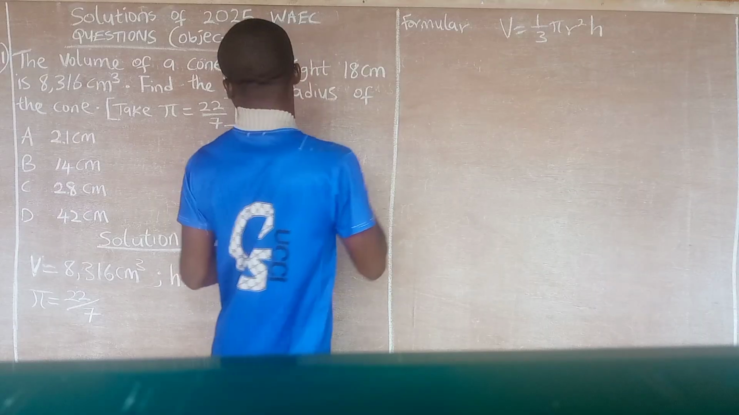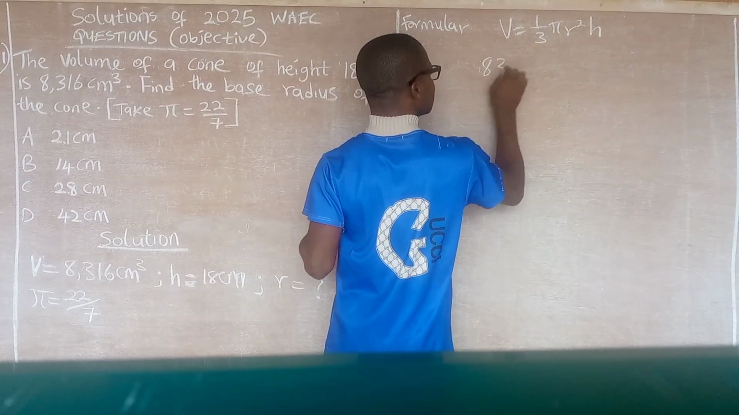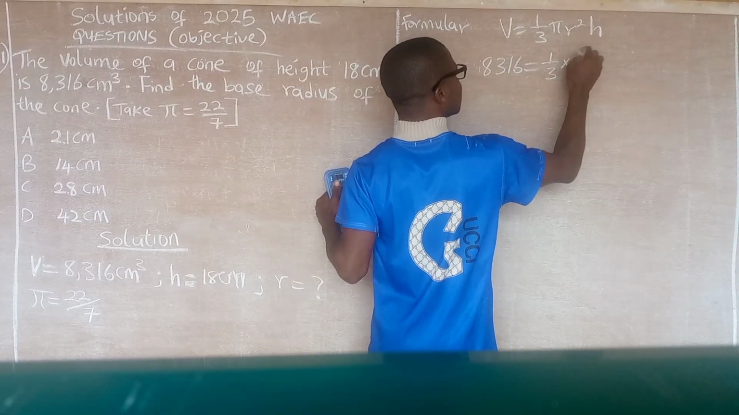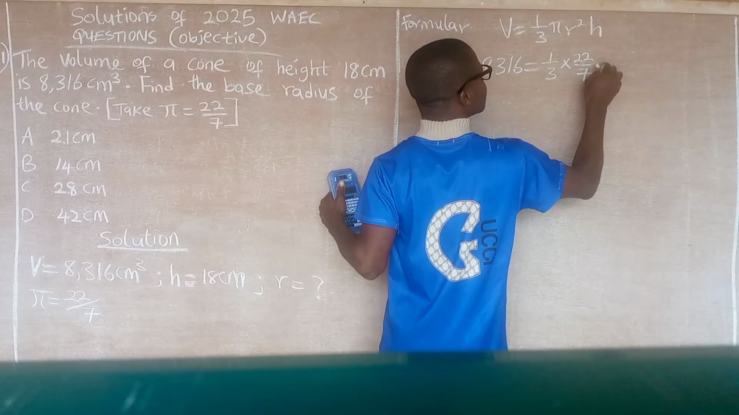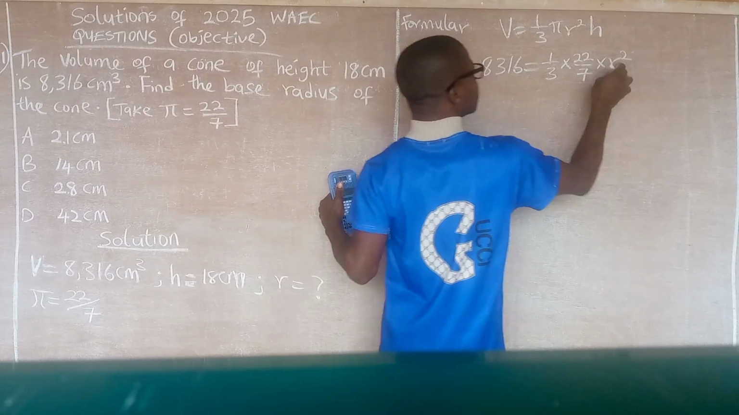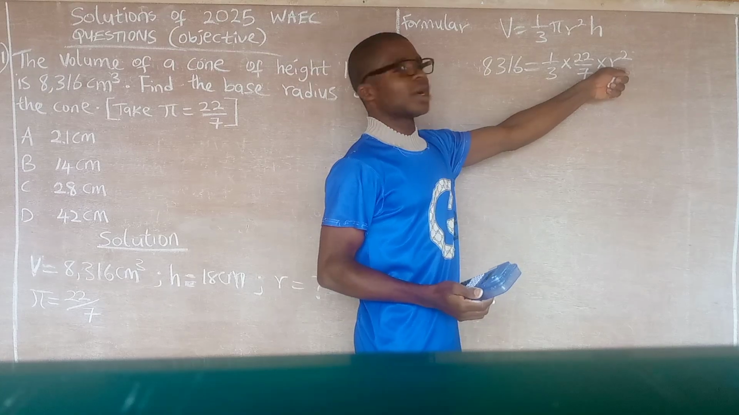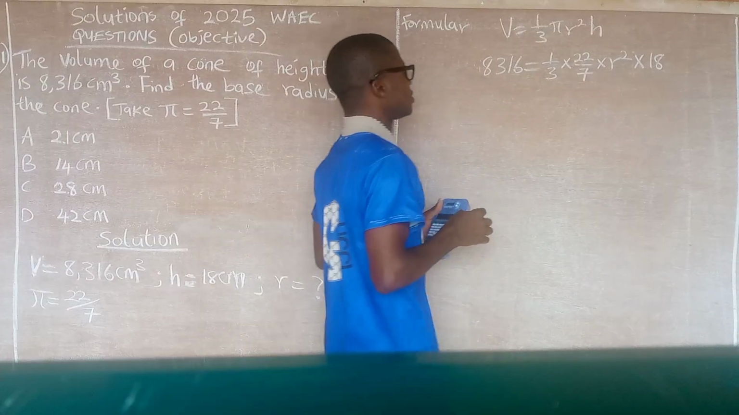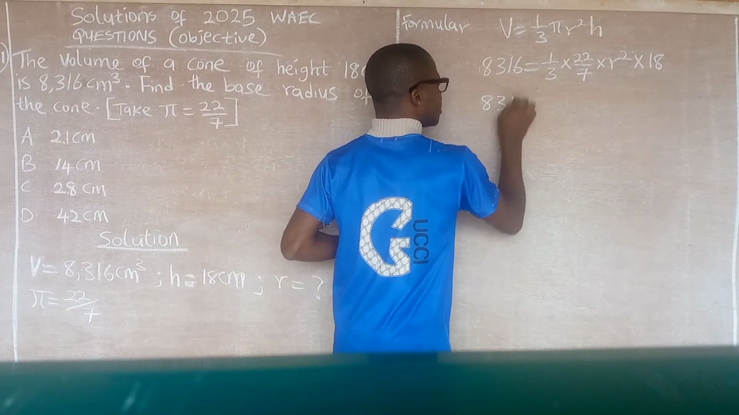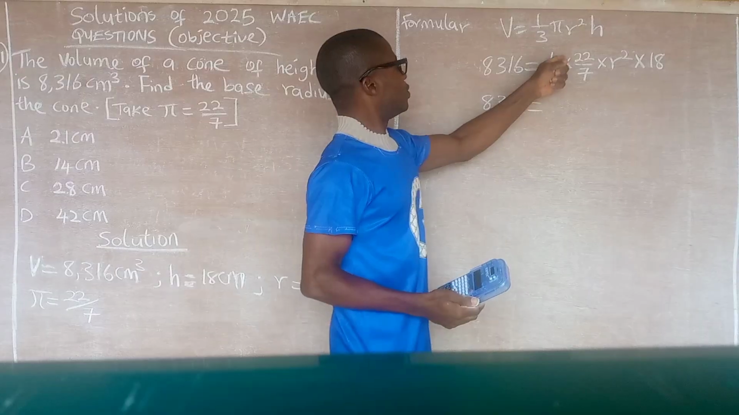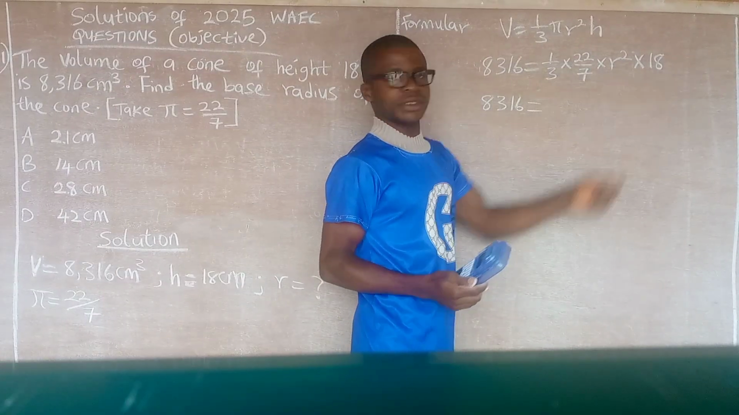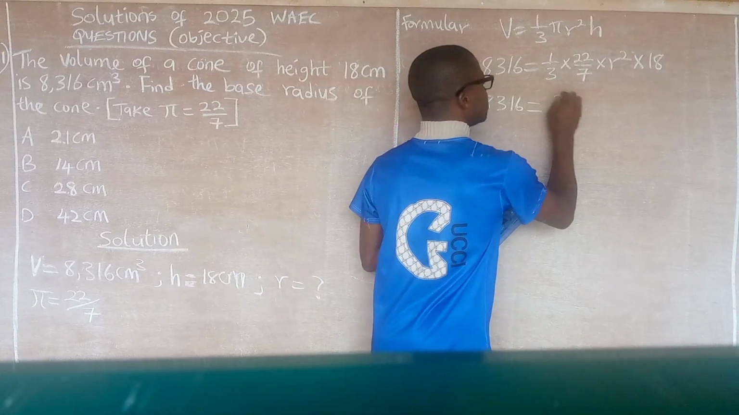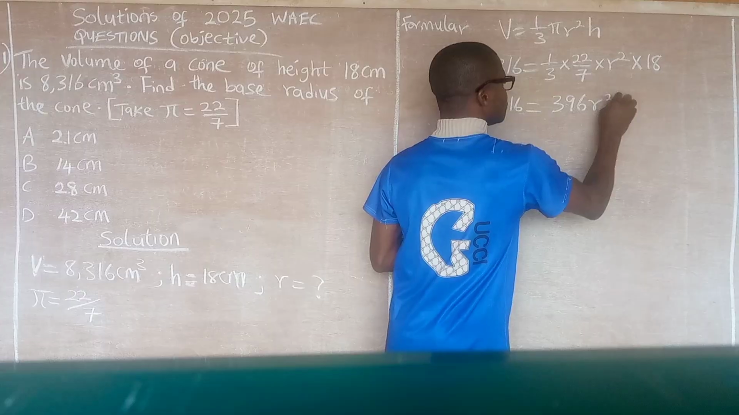Substituting values, volume is 8,316 equals 1/3 times pi, which is 22/7, times r squared. This is the parameter we are calculating for. Height is 18 centimeters. 8,316 equals 1 times 22 times r squared times 18, which is 396 r squared.